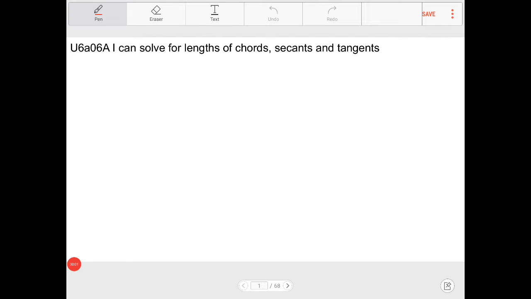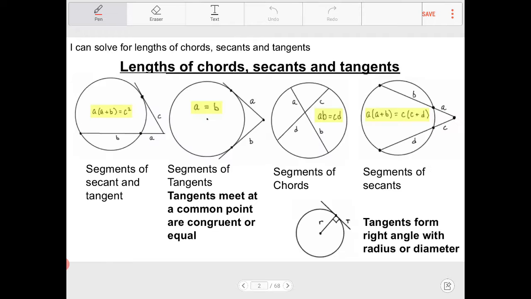Hello students, this is lesson U6A06a. By the end of the lesson, you should be able to say I can solve for lengths of chords, secants, and tangents. Let's take a look.